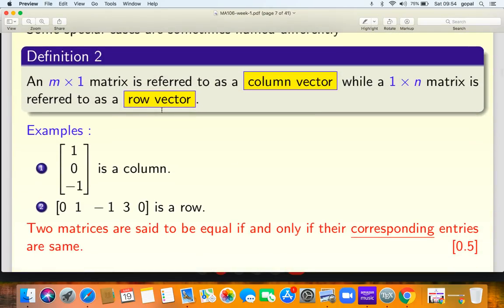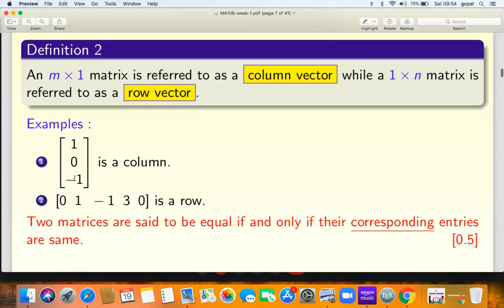So for example, here you see a 3 cross 1 matrix, 3 rows and 1 column. Such a thing is also called a column vector. Whereas in the second example, you see only 1 row, but 4 columns. So it's 1 cross 4. The first piece of data will be the number of rows, the second piece of data will be the number of columns. This is a 1 cross 4 matrix.